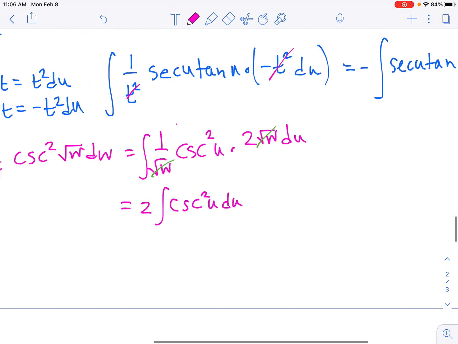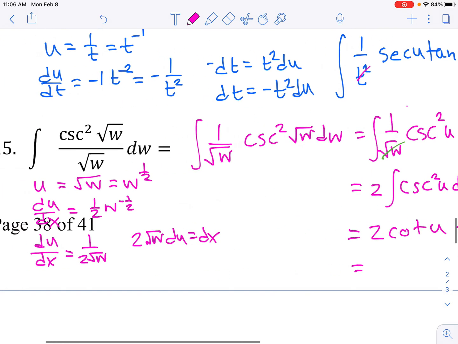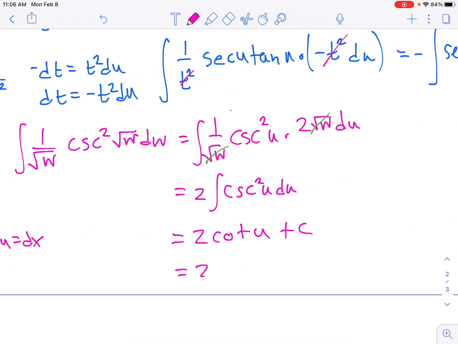There we go. And the antiderivative, now this might be a bit of a stretch, but think about it. If it were a secant squared, the antiderivative would be tan. This is a cosecant squared, so the antiderivative is cotan. So this is 2 cotan u plus c, and then we're going to put our u back in. Our u, if you remember, is the square root of w. Yep. So this is 2 cotangent root w plus c.